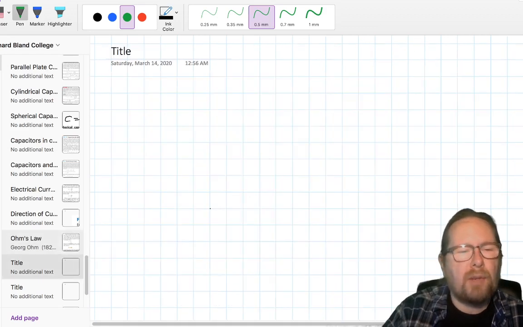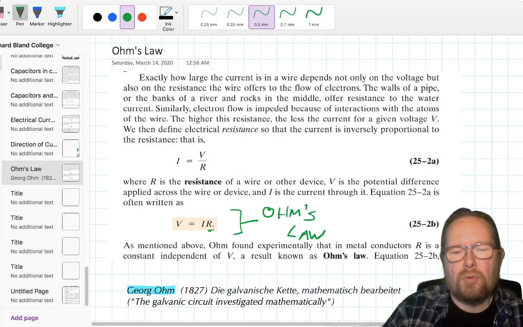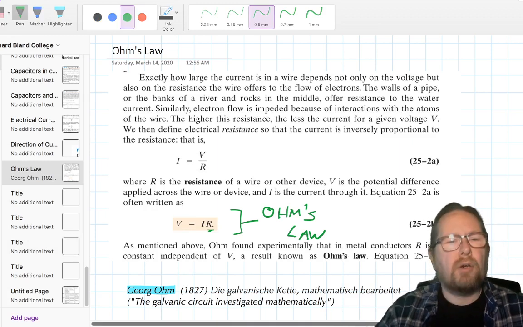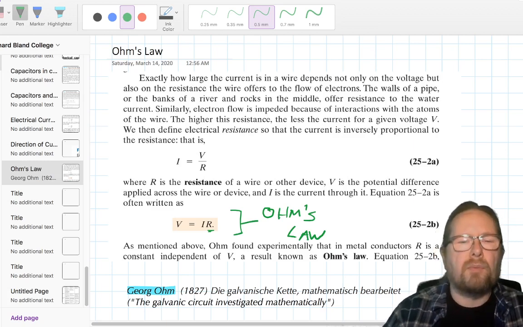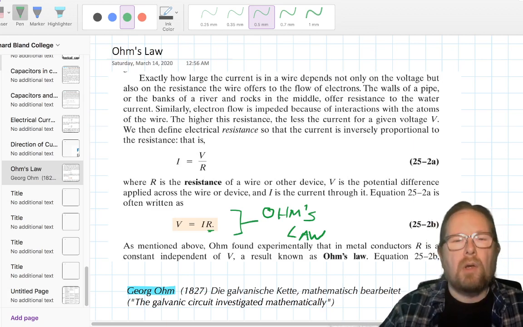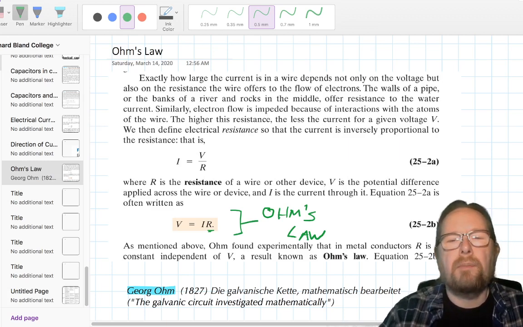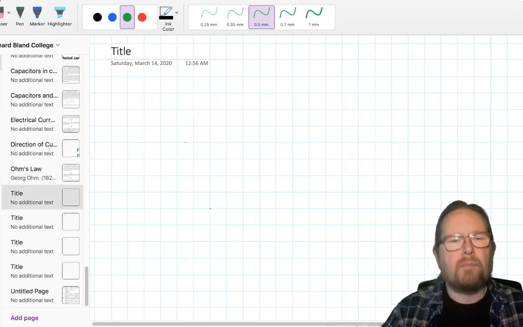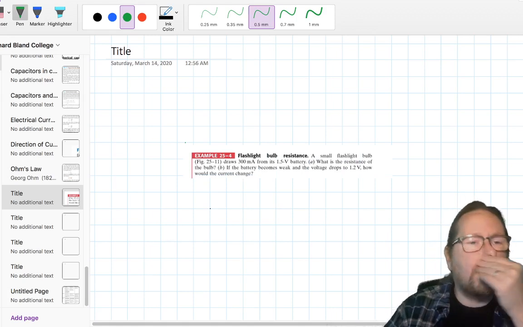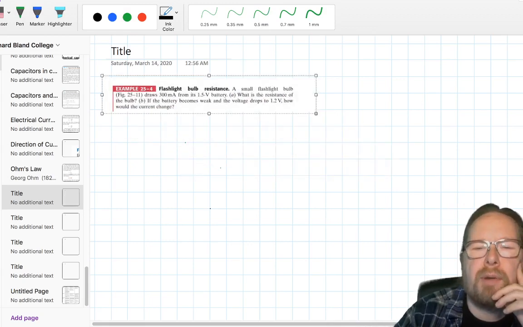Your book had an example. I thought I pasted an example in here from the book where you're just asked to find the current given the resistance. Let me really quickly, since I've already started recording this, copy and paste a problem from your book, which asks, suppose you've got a flashlight. Here we go. Suppose you've got a flashlight and you know the voltage of the battery, and you know the, what do you know in this case? You know the current. So this is example 25-4 in your book.